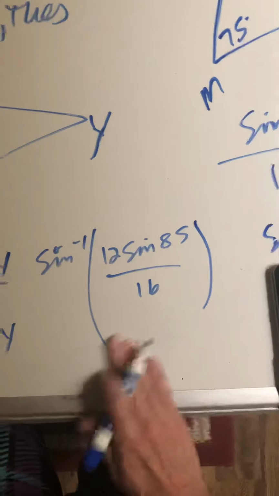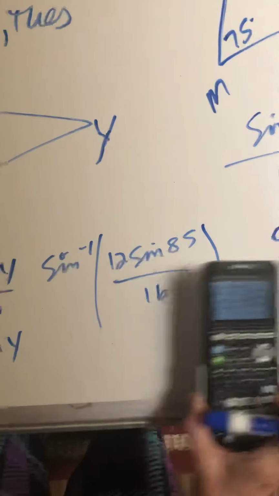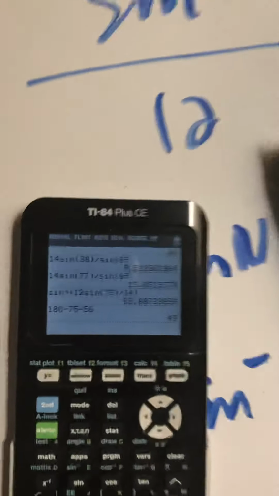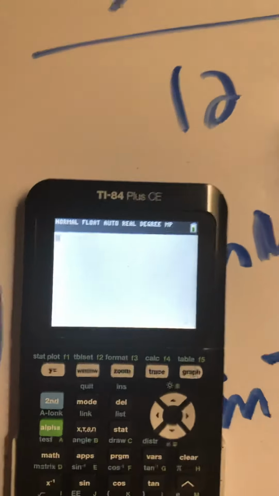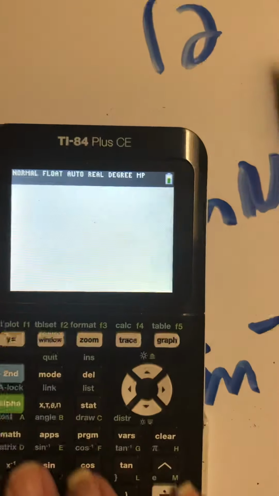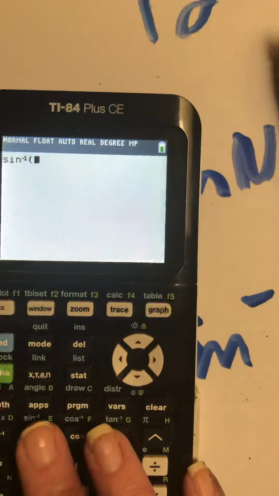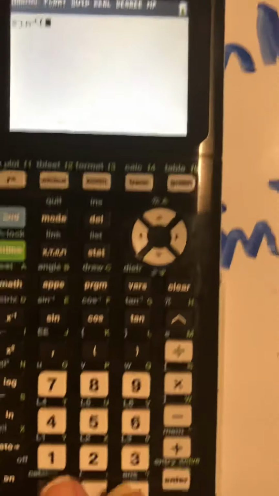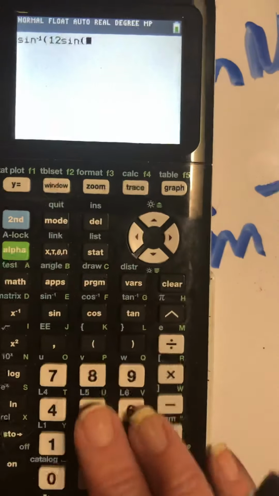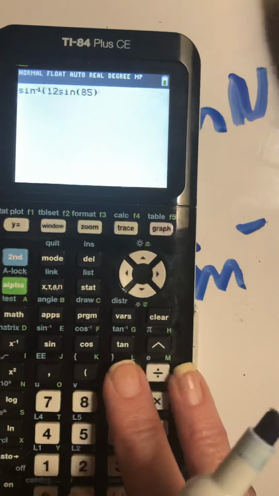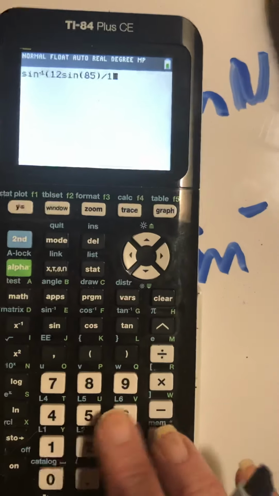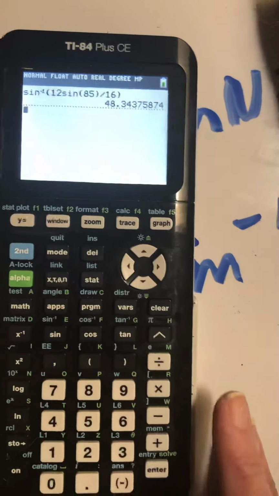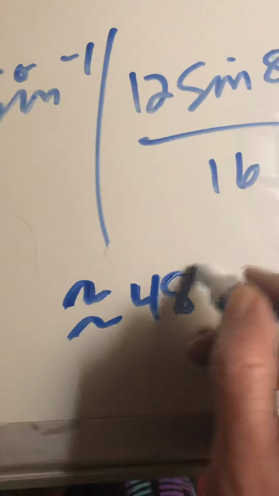And then we type that in the calculator. So again, showing you how to type it in the calculator. Let me clear this off. So you hit second sine 12 sine 85, close parentheses, divided by 16, close parentheses, enter. So it's about 48. So this angle is about 48. So that was angle Y.